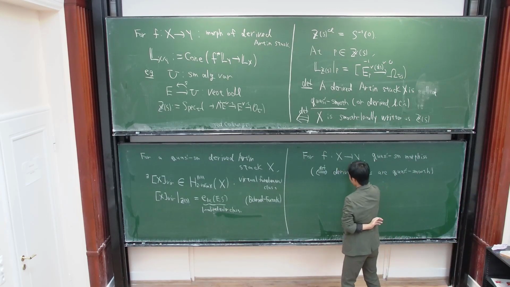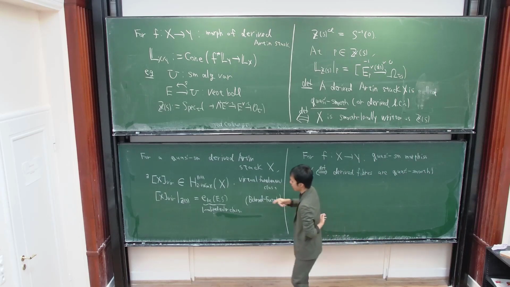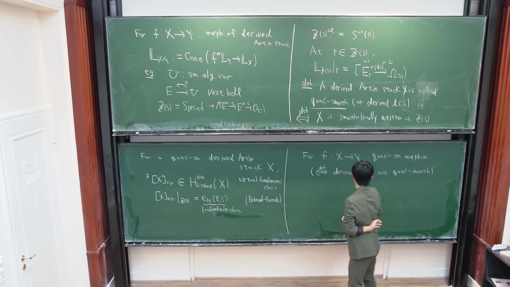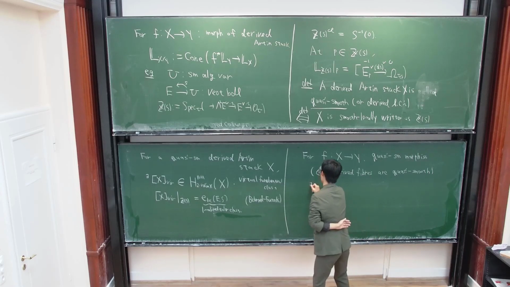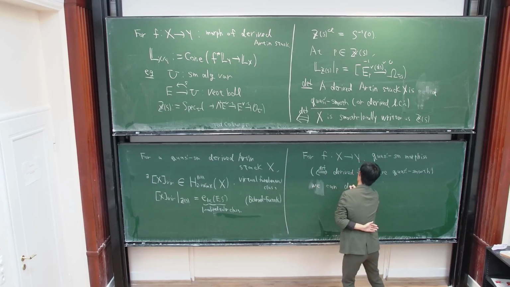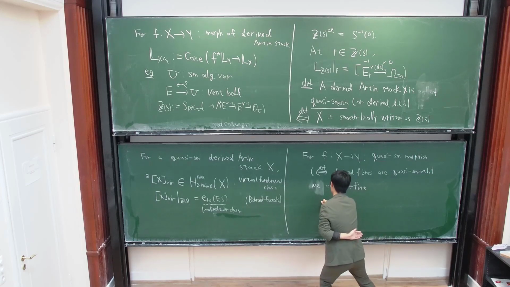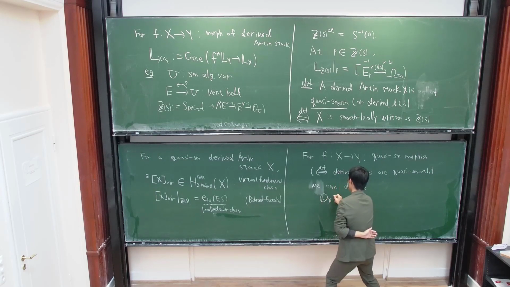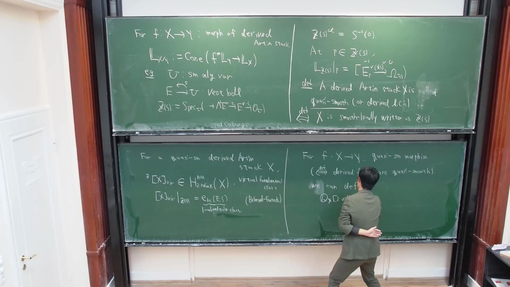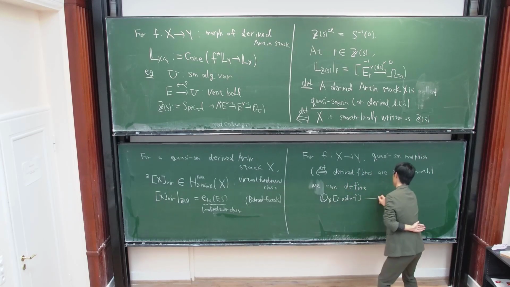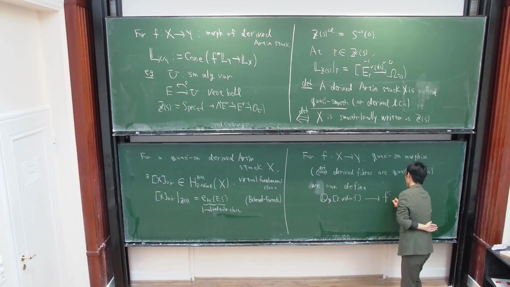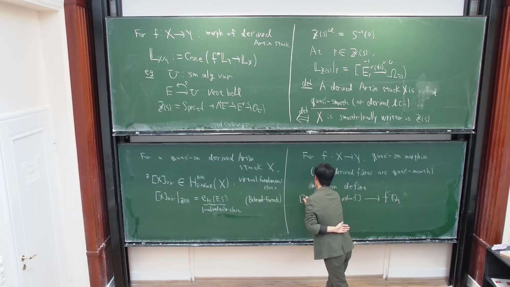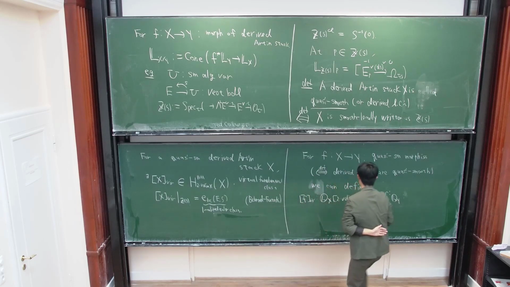And for a quasi-smooth morphism, we have a family version of the virtual fundamental class, which is defined as follows. We can define a canonical map from the constant sheaf on X shifted by 2 times the virtual dimension of f to f upper shriek of the constant sheaf on Y, which we call the virtual pullback.